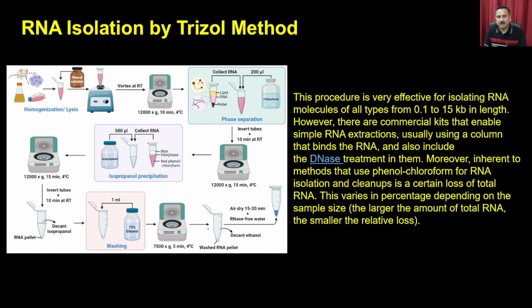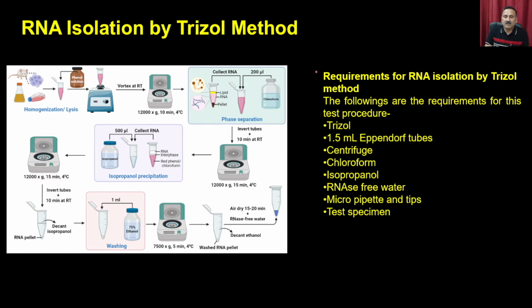So let's see what the different methods or protocols are. This procedure is very effective for isolating RNA molecules of all types, from 0.1 to 15 kb in length. However, there are commercial kits that enable simple RNA extraction using a column that binds the RNA and so on. That is something we have already discussed.